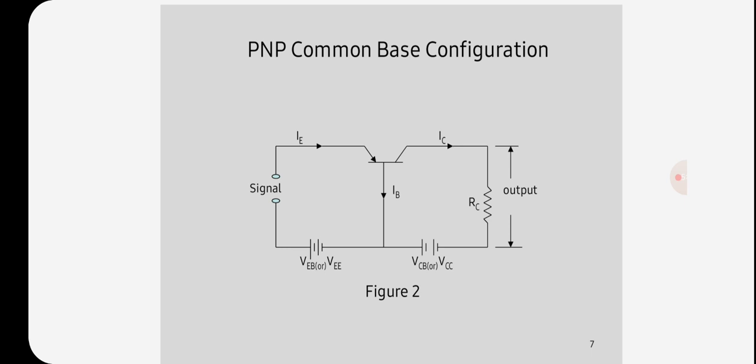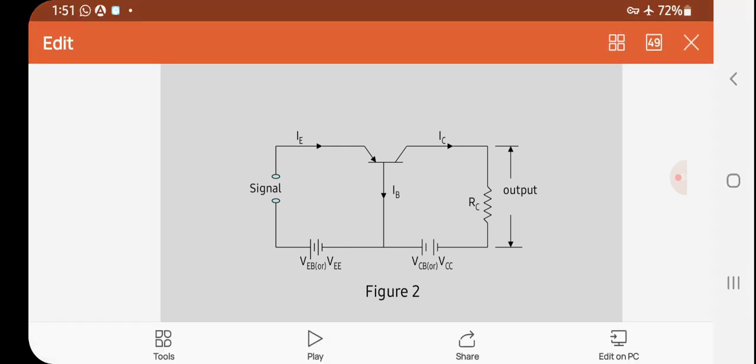In common base configuration, there are input characteristics as well as output characteristics. In output characteristics, there are the active region, saturation region, and cutoff region. In this, we can watch a video.